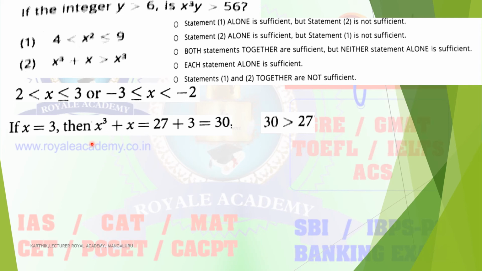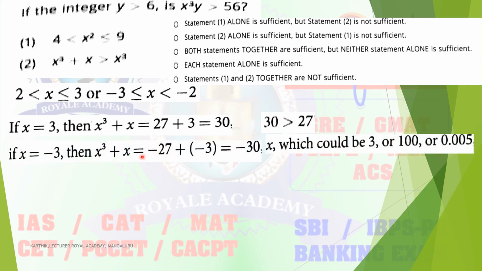So what does the second statement tell? x cube plus x is greater than x cube. Okay, so first I will choose x is equal to 3. Any value you can choose. Just substitute x is equal to 3 in this equation. You will get 30. So 30 is greater than 27, so it satisfies the condition.